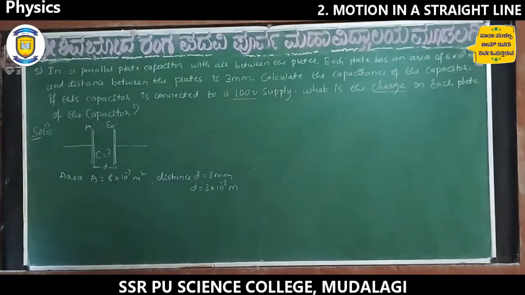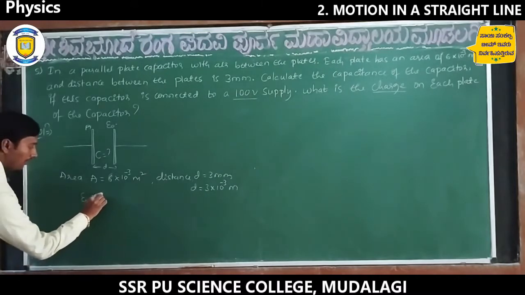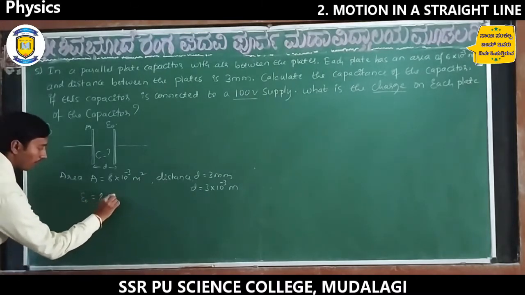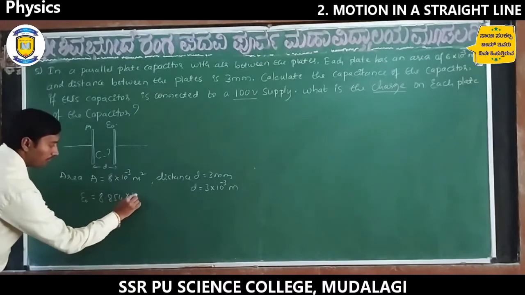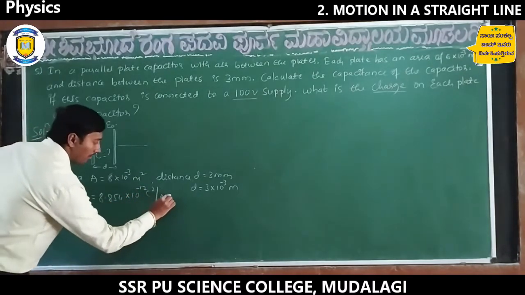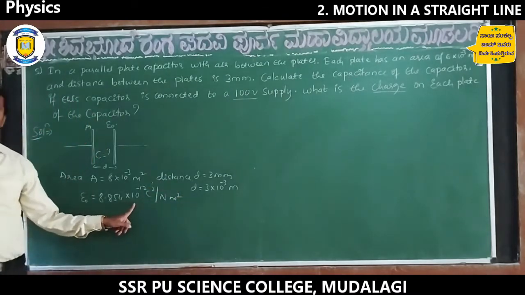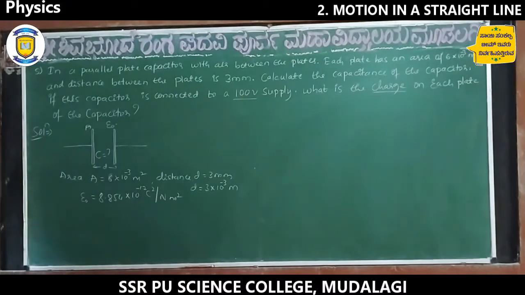Next, the epsilon naught value is 8.854 into 10^-12 coulomb square per newton meter square.